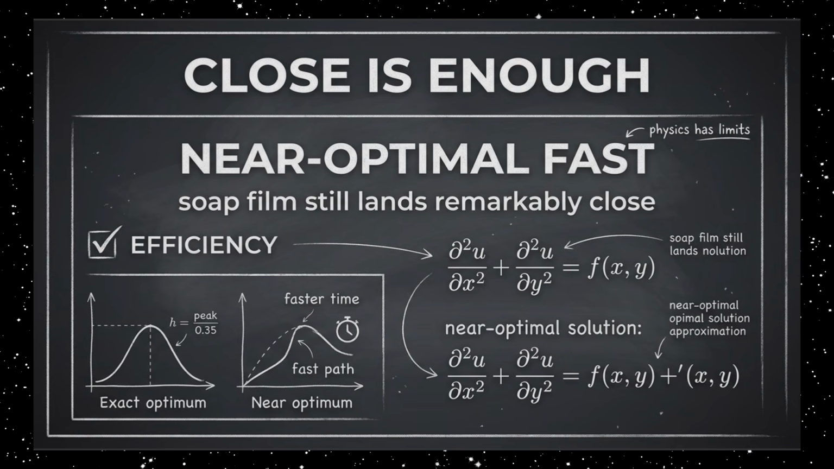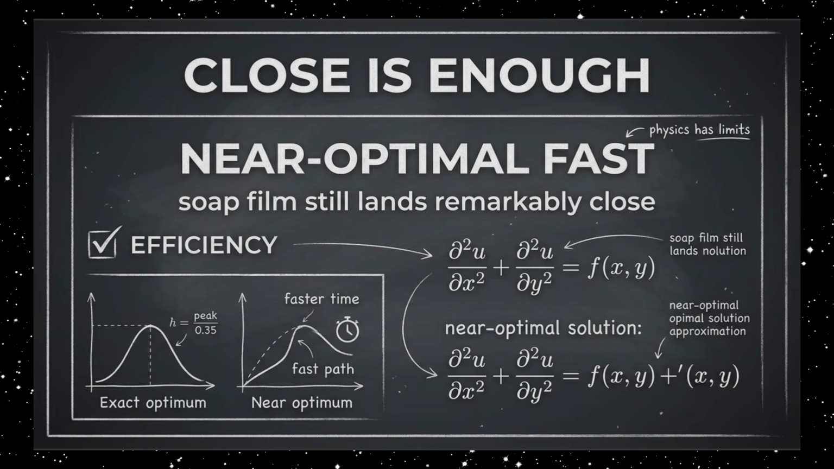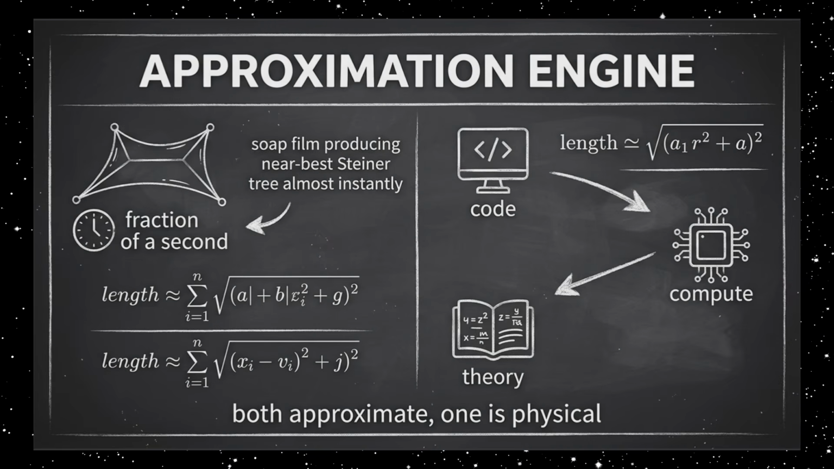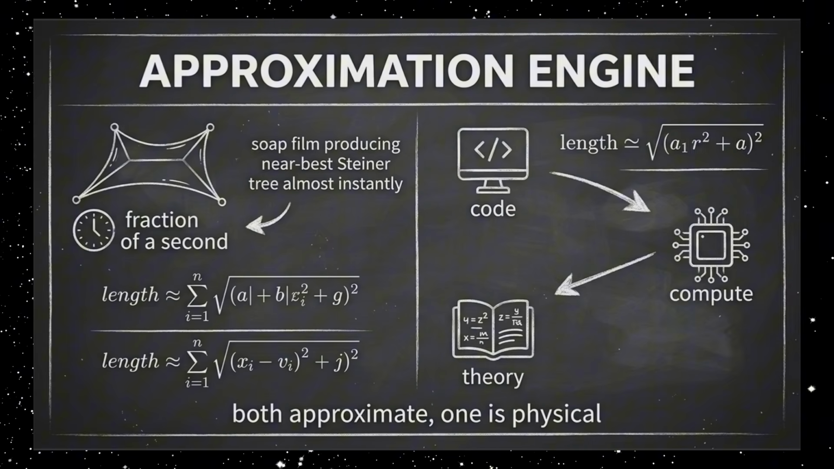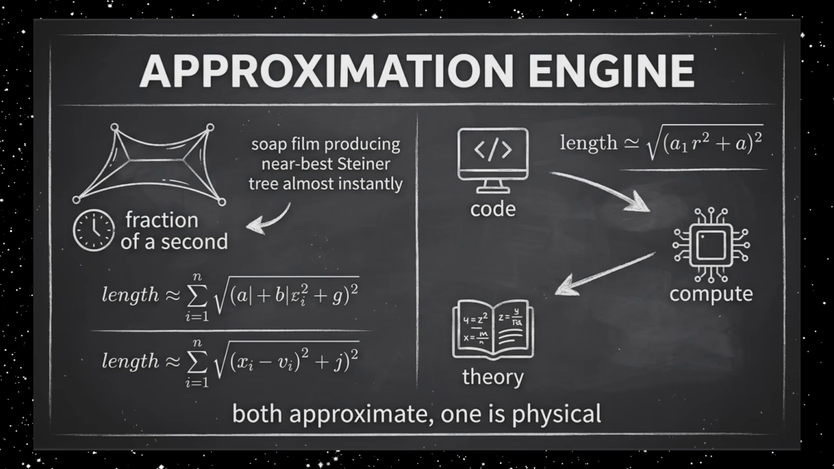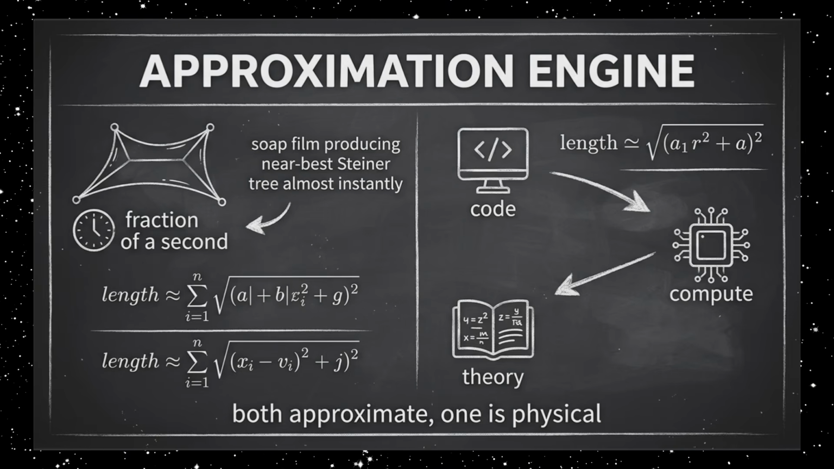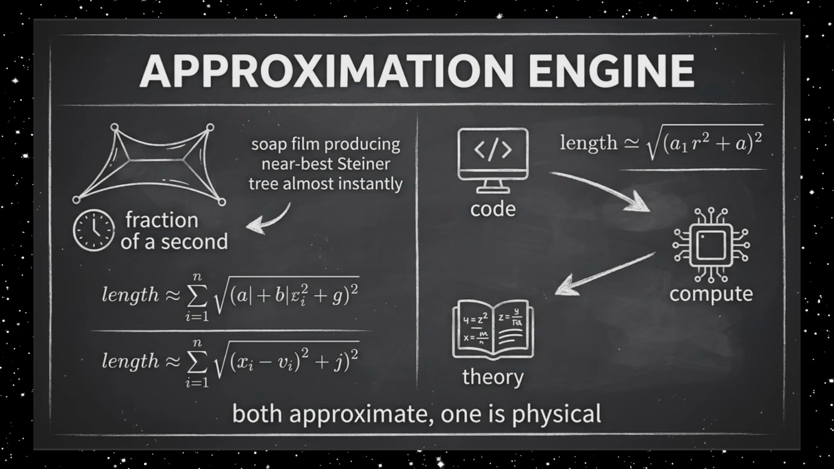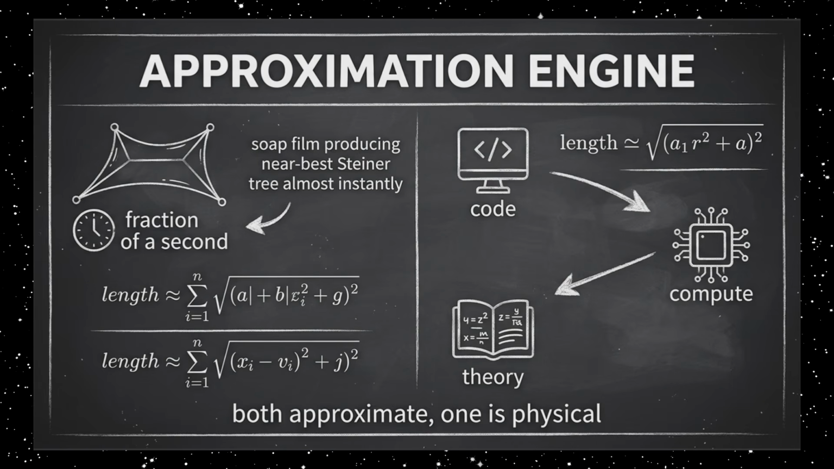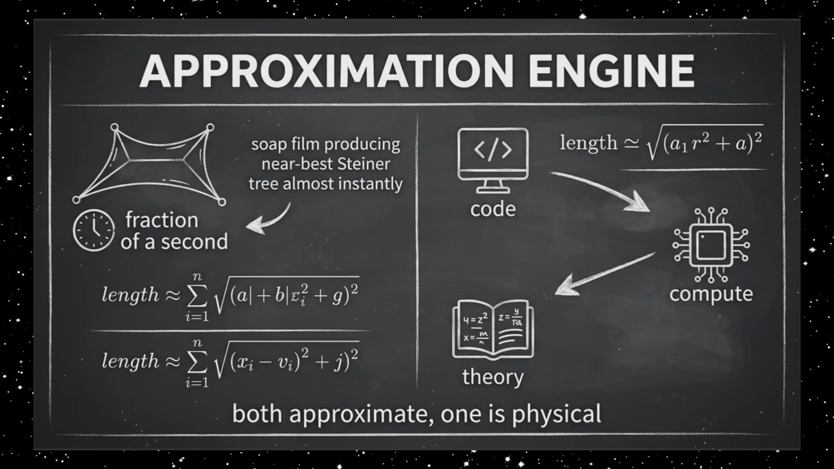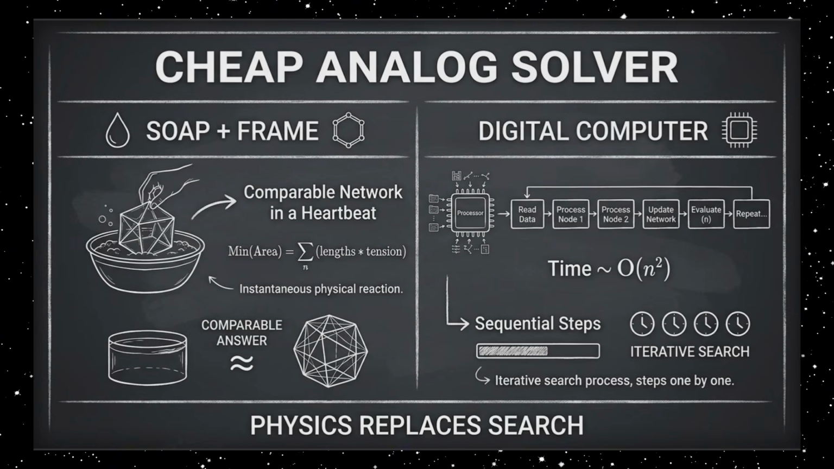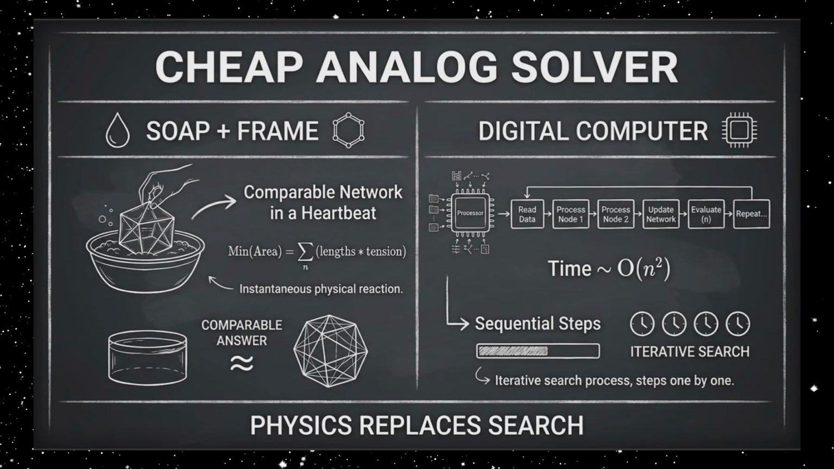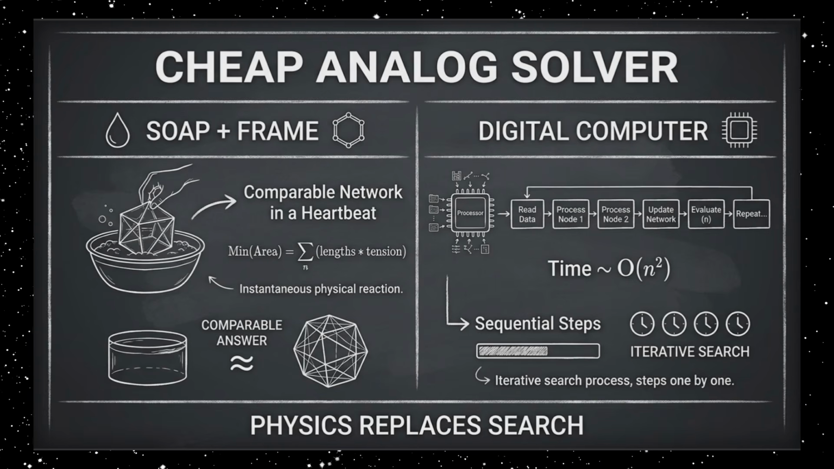But here's the thing that still amazes me. Even when the soap film doesn't find the absolute global optimum, it finds something very, very close. And it does it almost instantaneously. It's a remarkable approximation engine. We have computer algorithms that approximate the Steiner tree too, and they're good. But they require careful programming, significant processing time, and sophisticated mathematics. The soap film requires a dish of soapy water and a wireframe. And it gets a comparable answer in a heartbeat.